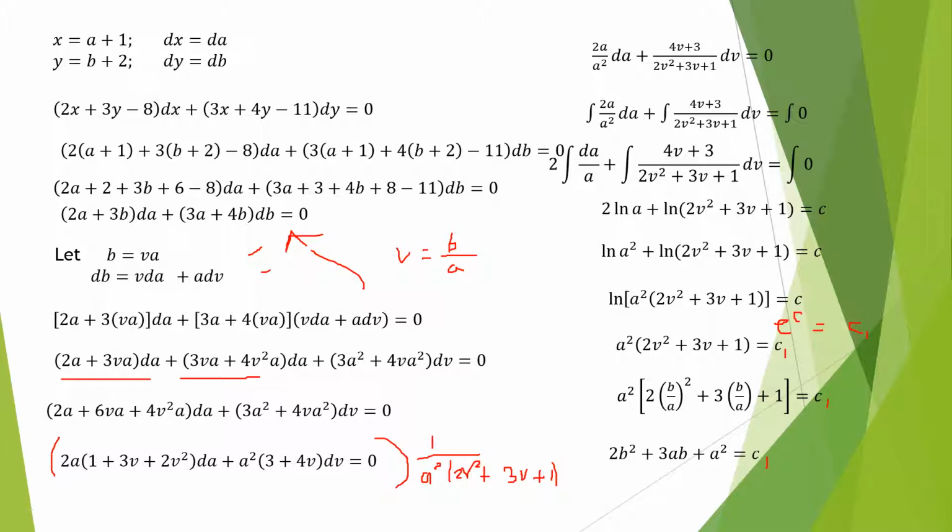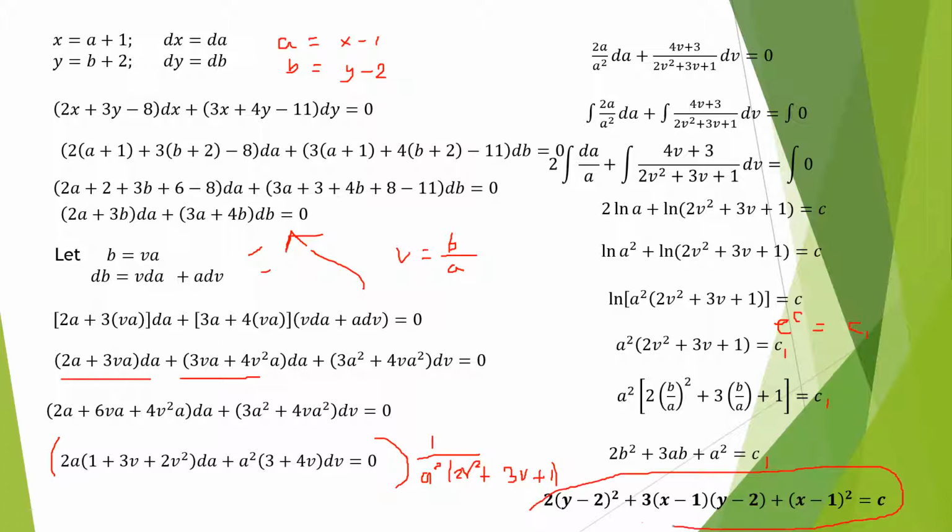And then you will have to return. Notice that in here your a equals x minus 1, and your b is equal to y minus 2. So return it there, and you will have our final solution: 2 times (y minus 2) squared plus 3 times (x minus 1) times (y minus 2) plus (x minus 1) squared is c. That ends the solution.